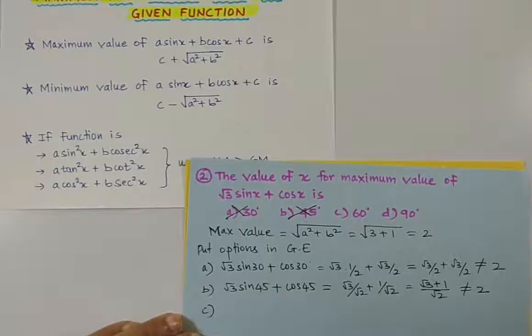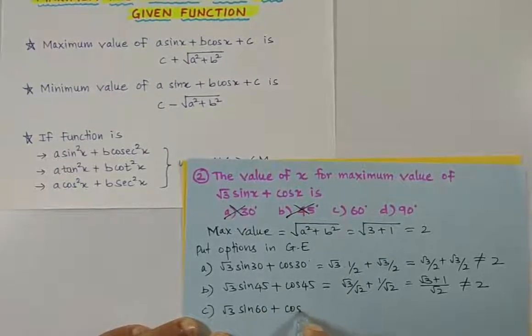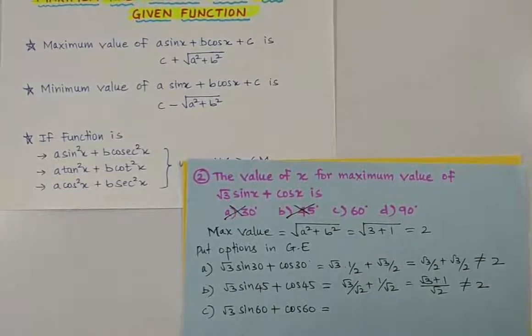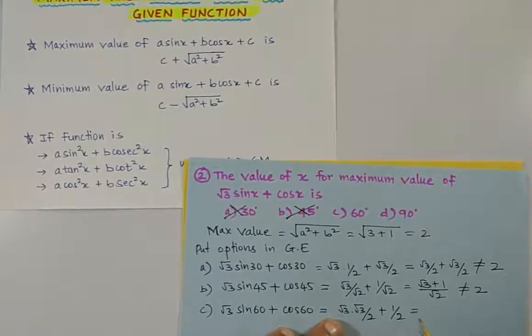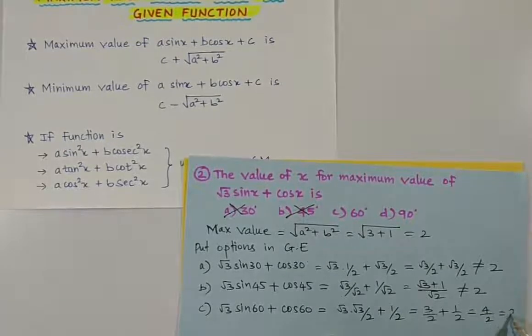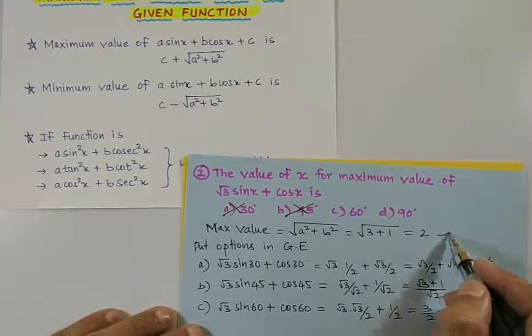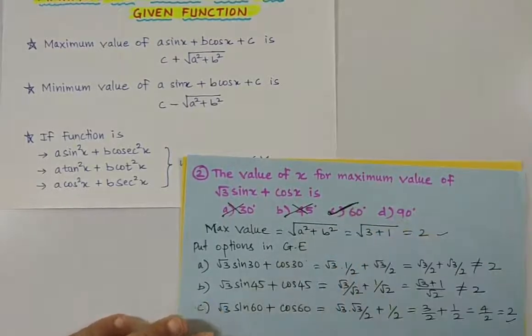Now substitute option C and check. Root 3 sin 60 plus cos 60. Sin 60 is root 3 by 2, so root 3 into root 3 by 2. Cos 60 is 1 by 2. So root 3 into root 3 will give 3 by 2 plus 1 by 2. The denominator is the same, so you'll have 4 by 2, that is 2. So you have got the answer 2. So option C is the answer.